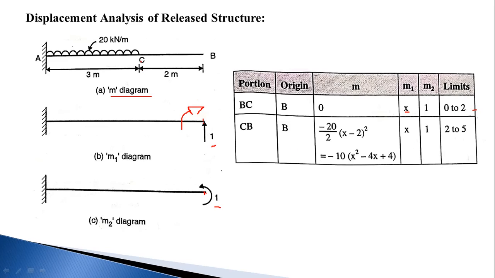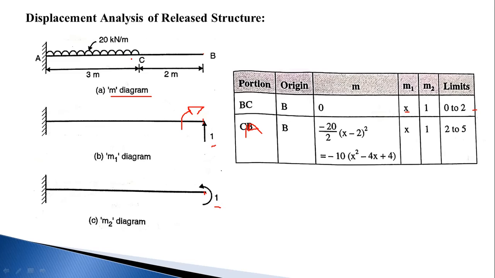Then next for portion CA, once again consider origin B. Now on the CA portion there is a UDL. What is the intensity of the moment with respect to B due to that UDL? That is 20, the intensity of the UDL, acting at half of the distance. What is the distance?